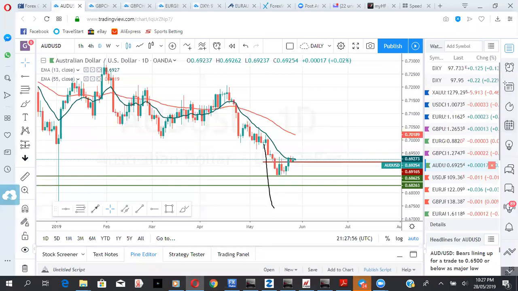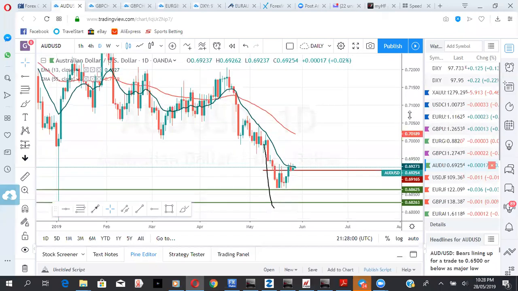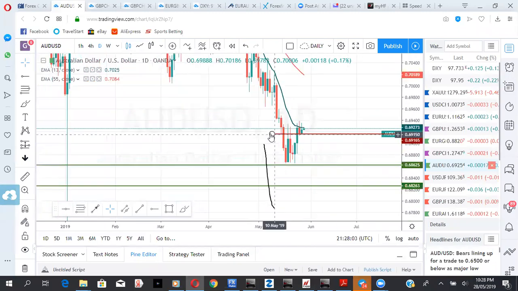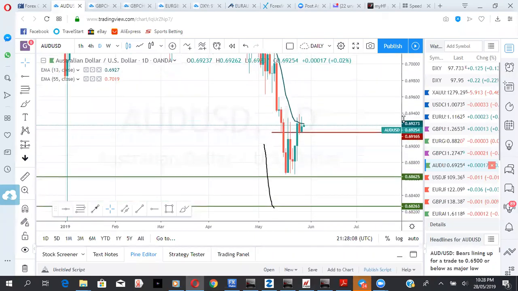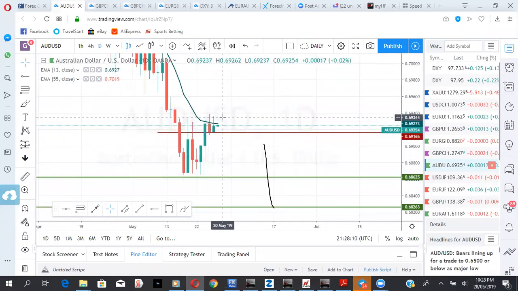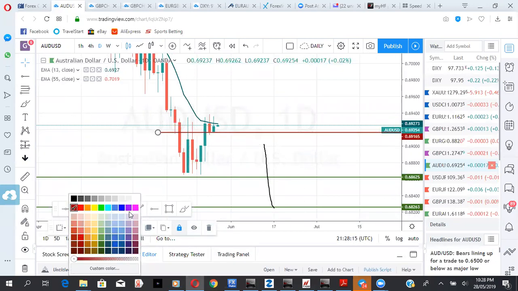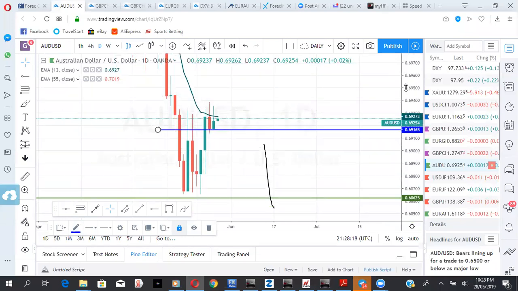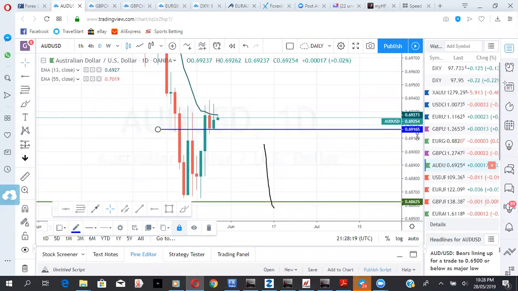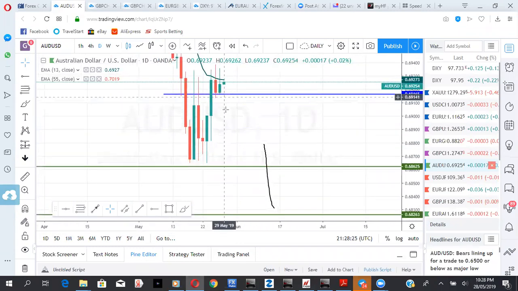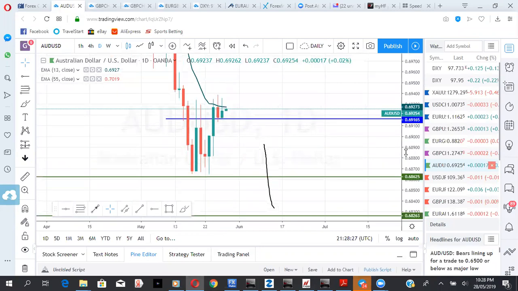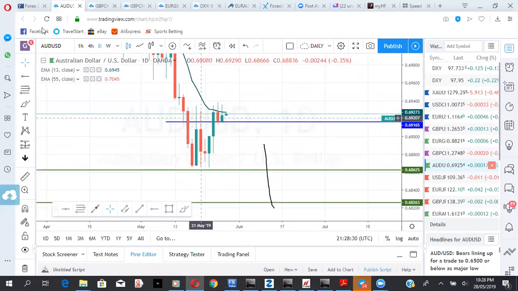Next pair we're looking at is the AUDUSD. You can see this level here. This is not good. 3 weeks to the high. But this level here, let me change it to support. This level here at 0.6916 is still holding. So a move below here will signal bearish bias on this pair.